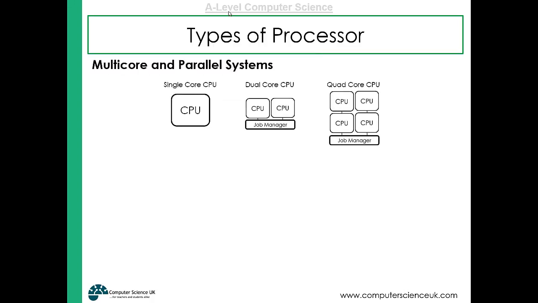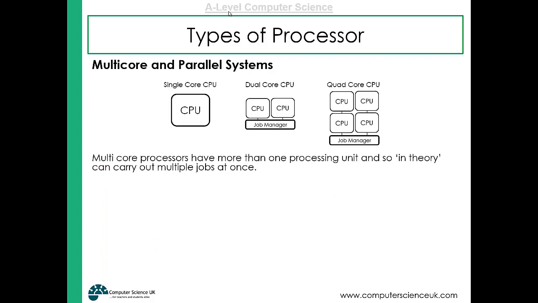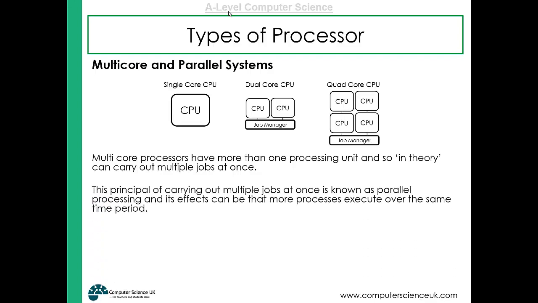Okay, multi-core and parallel systems. So other characteristics of modern day processors is that they might not just have a single core. They might have 2 cores, they might have quad cores, they might have multiple cores. So multi-core processors have more than one processing unit, and in theory, and it's important to recognize that, in theory, they can carry out multiple jobs at once. So this principle of carrying out lots of different jobs all at the same time is known as parallel processing, and it means that more processes can be executed over the same time period.